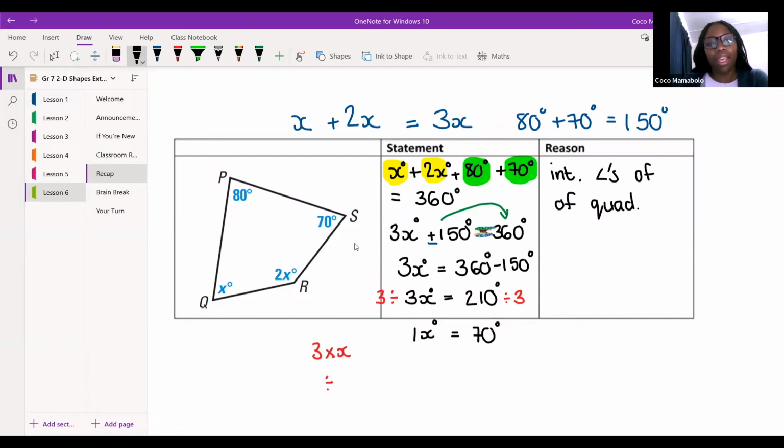Okay. Now that we know that 1x, which is the same as x, is 70 degrees, then x degrees over here is actually going to be 70 degrees. Who can tell me what is 2x going to equal to? If 1x is equal to 70, 2x's are going to equal?